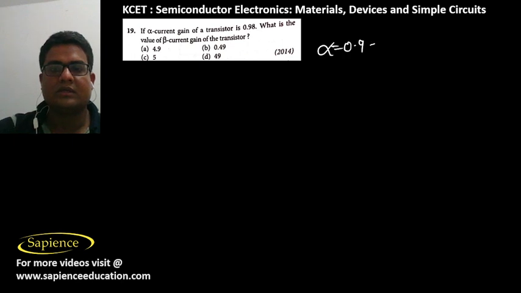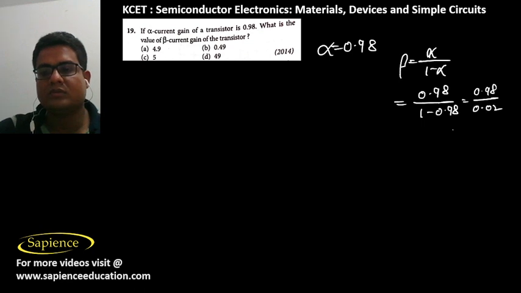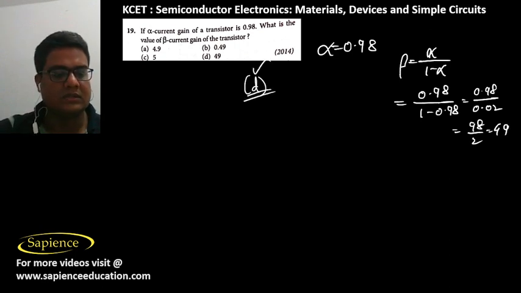Here it is told, if alpha current gain of a transistor is 0.98, then what is the value of the beta current gain of the transistor? So we know that beta is equal to alpha by 1 minus alpha. This will be 0.98 by 1 minus 0.98. This is 0.98 by 0.02. This is 98 by 2, which is 49. And D is the correct answer.